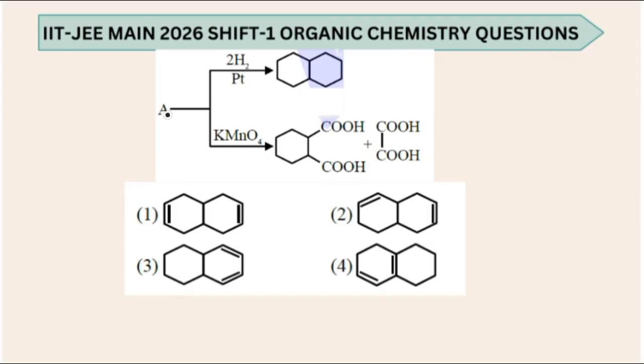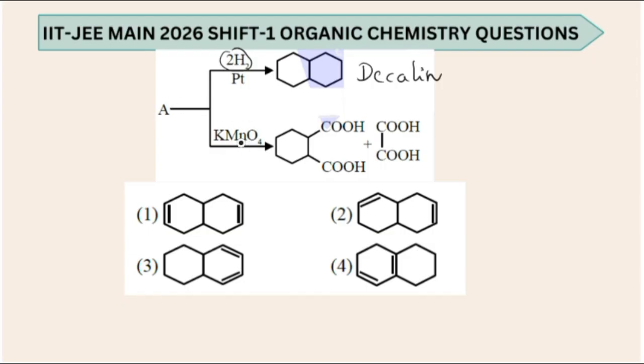There is an organic molecule A which upon reduction, so this is catalytic reduction because they are using 2 moles of hydrogen in presence of platinum to form the product decalin. This is called decalin. So that means there has to be 2 double bonds. But look at the options. All the molecules have 2 double bonds. So not so helpful. So move on to the next hint they have given here.